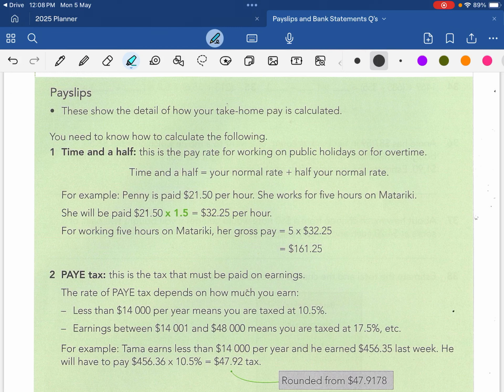Welcome to today's numeracy lesson on Payslips. I'm going to show you two things that will be useful to know when you start earning money. And the first thing is time and a half.